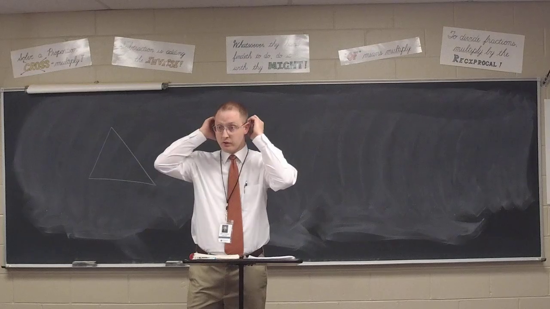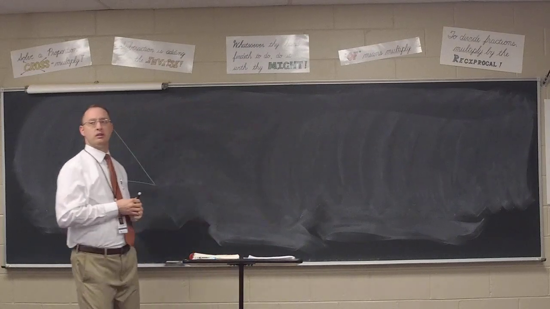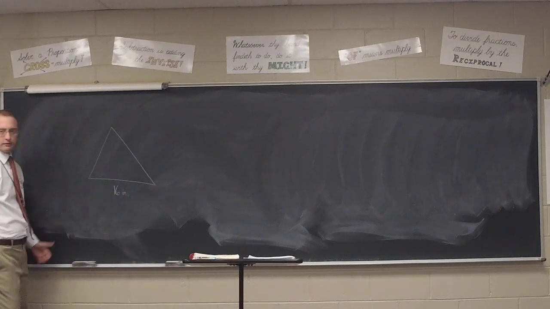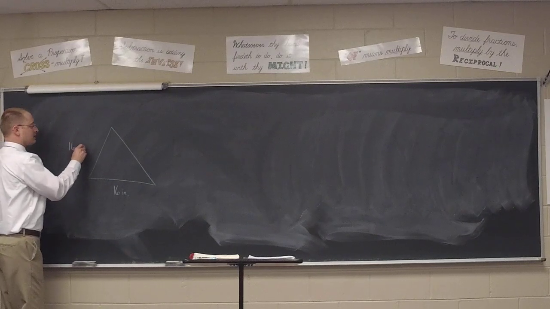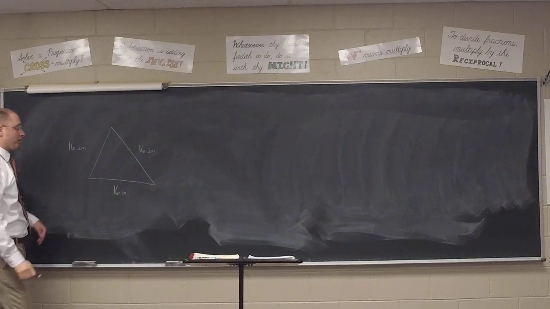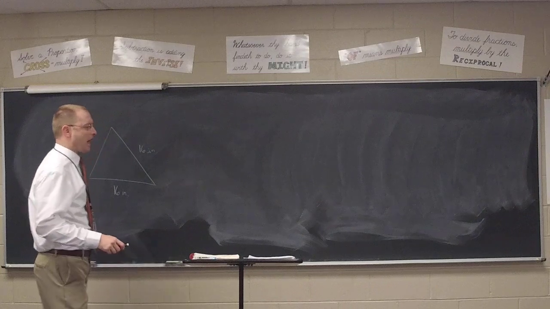Which side? The base? Okay, let's call the base 16 inches. Chris, thoughts? Every single one of them is going to be 16. Yeah, they're all going to be 16 inches, aren't they? Because equilateral triangle means all sides equal. So it doesn't matter which one. In fact, technically all of them, 16 inches. And it says to find the altitude.